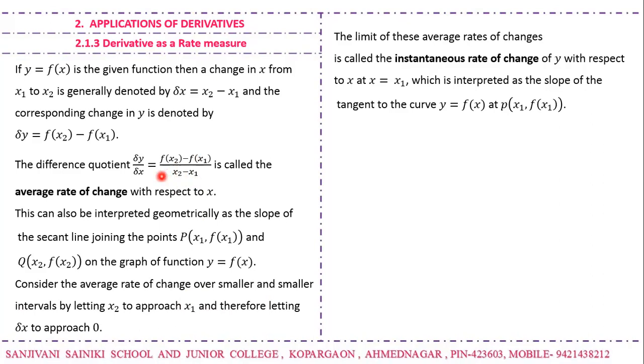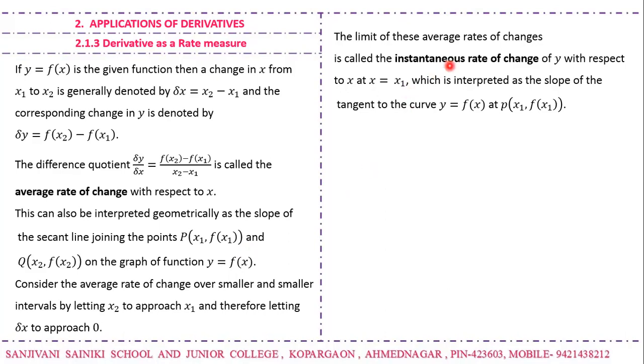Whenever x1 changes to x2, x1 increases to reach x2. Now we will make that difference smaller and smaller. That means x2 is approaching the original point x1. In this case, this increment delta x goes to 0, it approaches 0.